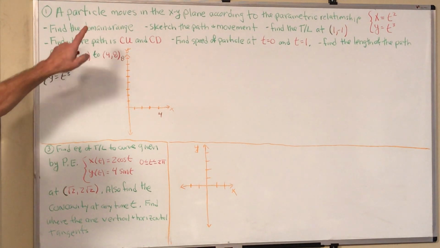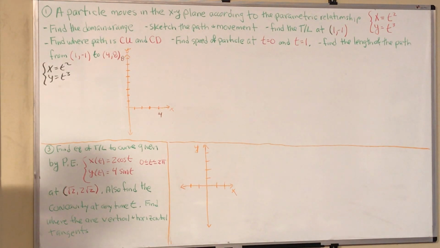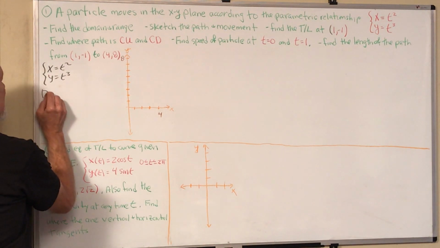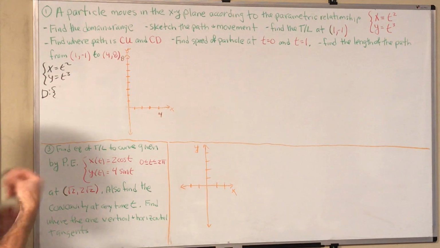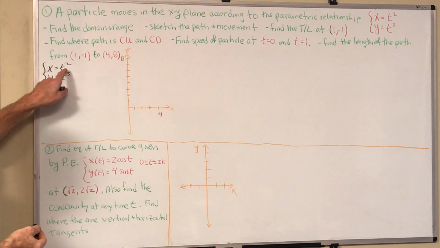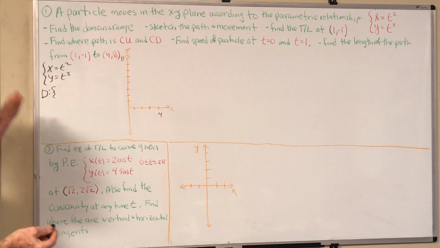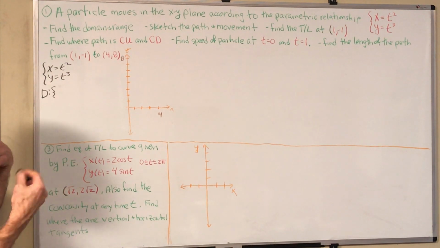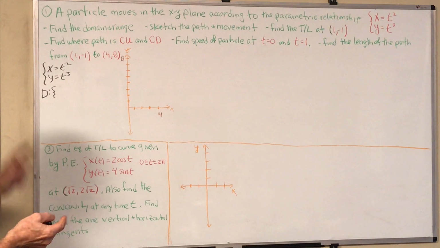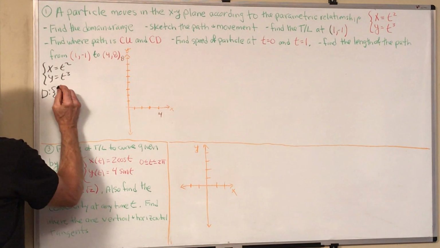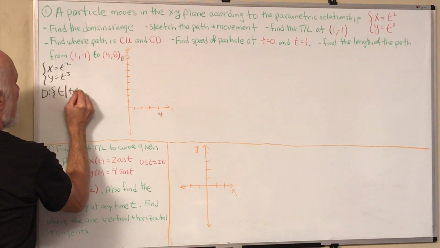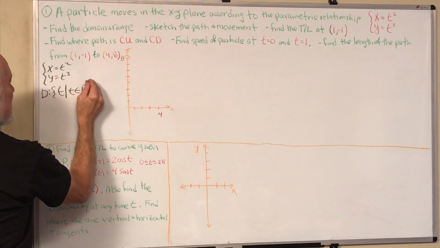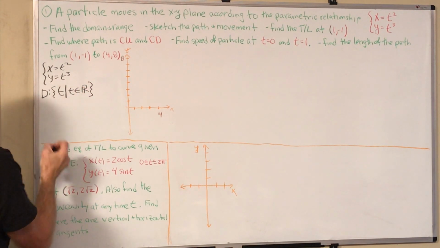First, the domain and range. Well, the domain is all the values of t that are possible. Well, there's nothing that prevents you from squaring or cubing t. There's not any like 1 over t or anything like that that would say you can't do it. So that would mean all t such that t belongs to the real numbers. t can be anything. So what's the range?